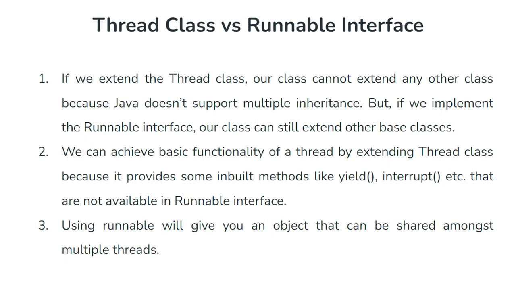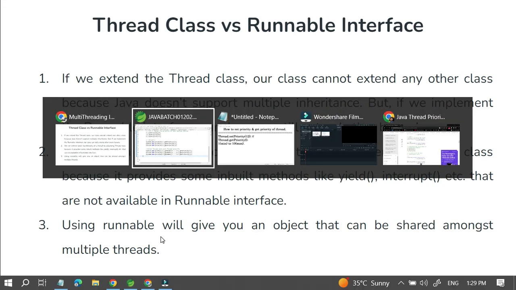So the run method is very important, and Runnable is also very important, because only through Runnable can you share your object amongst all the threads. This is the interface, and it is the parent of all those thread classes. Whether you are extending Thread or not, this is the parent of each and every thread class.